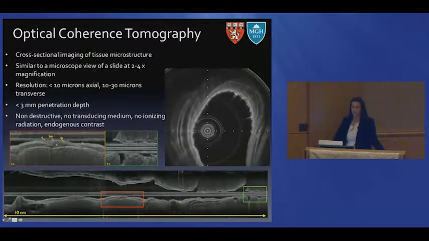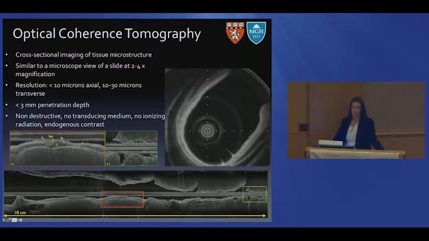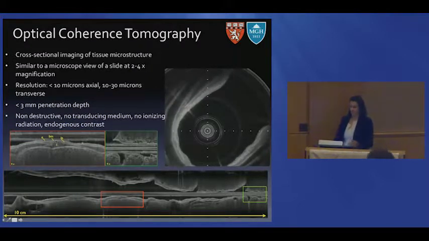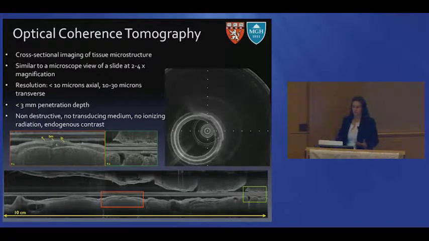We can better make out the layered structure of the airway wall. We can see the epithelium, the basement membrane, the lamina propria, the cartilage. So we're really getting very detailed images very fast. This entire 10 centimeter volumetric pullback was acquired in 5 seconds.